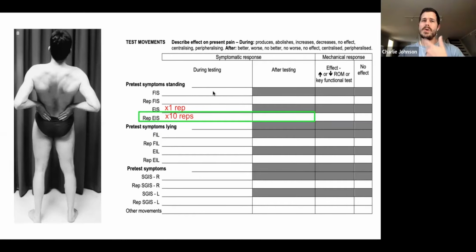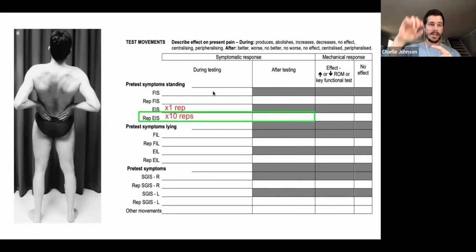Then again, you're just taking note as you're doing it. What's happening to your symptoms? Was your pain in your butt and now it's in your calf? If so, it moved, right? So did your symptoms move? It's the first question you want to ask yourself. If so, then there is some type of centralization or peripheralization, all right?